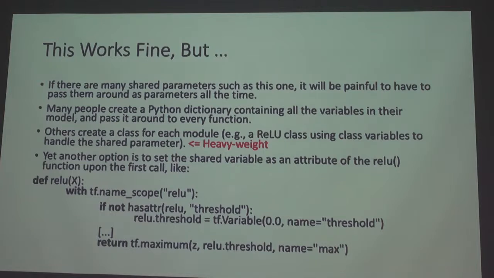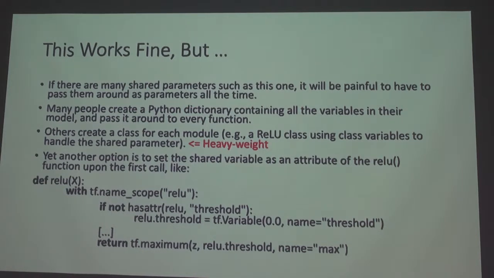So there's only one parameter that we need to worry about for parameter passing. But if you have many parameters you need to pass, then it will be very painful to do that every time you call a function. So you have different ways to do that. For example, many people create a Python dictionary containing all the variables in their model and pass the whole dictionary to every function.